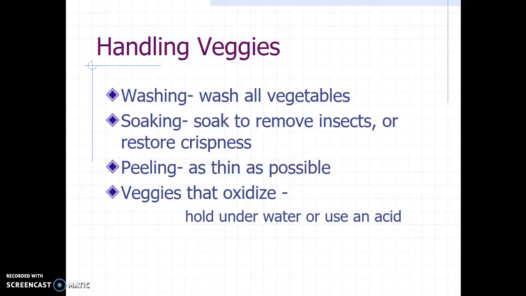Okay. When we're handling our veggies, we want to wash them all, obviously. Some vegetables will need to be soaked, like lettuces and such, to remove insects and to restore crispness. When we peel them, we want to do it as thinly as possible. There's so many nutrients that are held either in the skin or just below the skin that if we peel too much away, we're really taking nutrients away from that vegetable. And then veggies can oxidize, so hold underwater or use an acid in doing that.